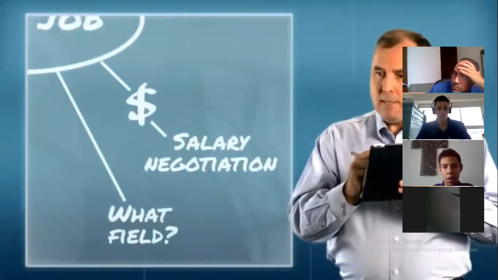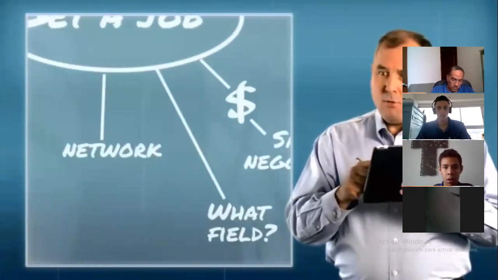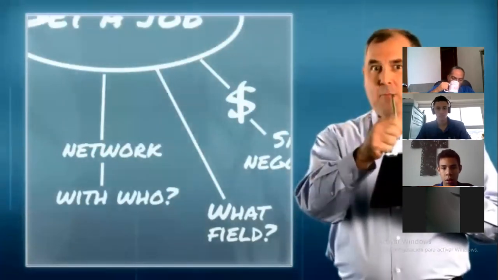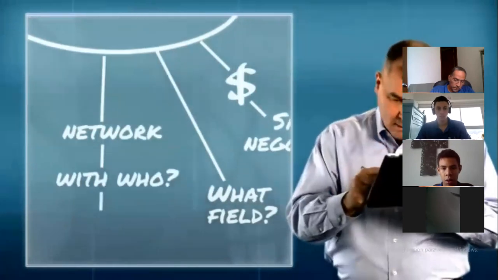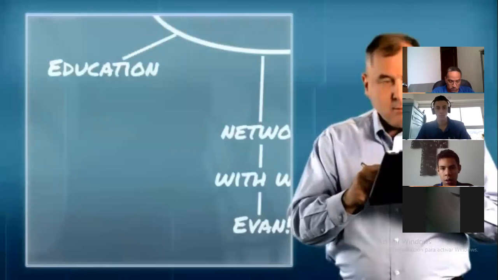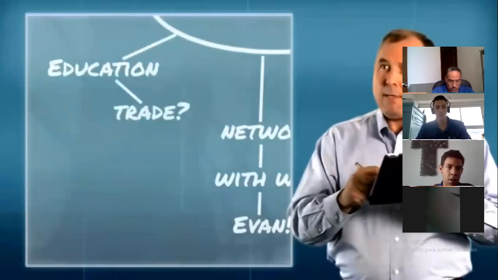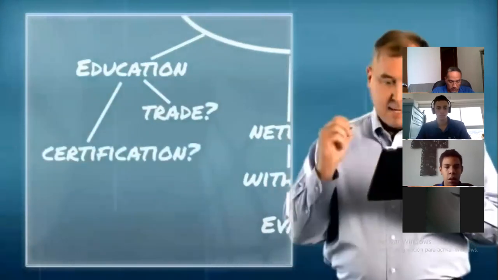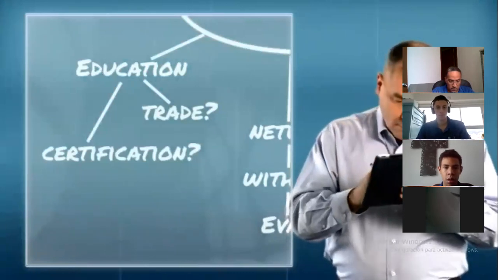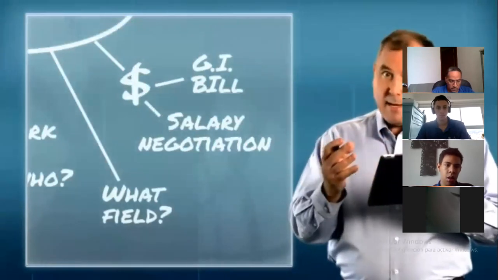What else? Network. I've got a network. Who should I network with? Evan just got out a couple of months ago. I have his number. I'm going to give him a call. Education. What kind of education do I need? Is it going to be a trade that I'm going to get? Is there a certification that I need to get? Speaking of money, what about the GI Bill? I need to make sure I have that information as well so I know what assets I'm dealing with.